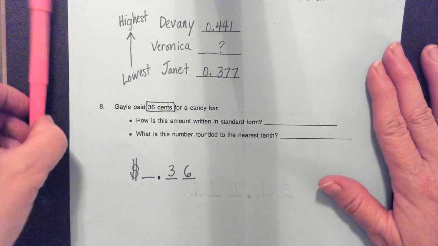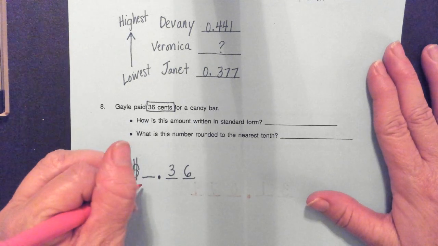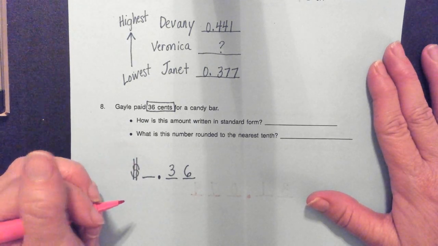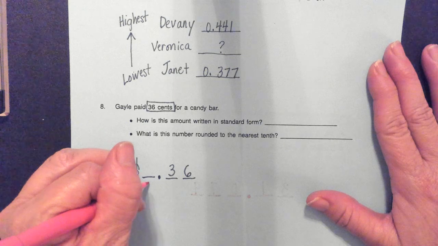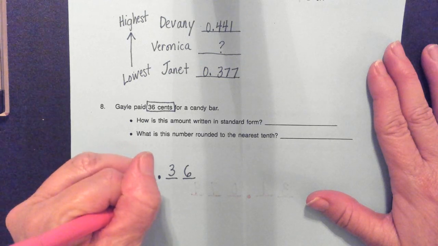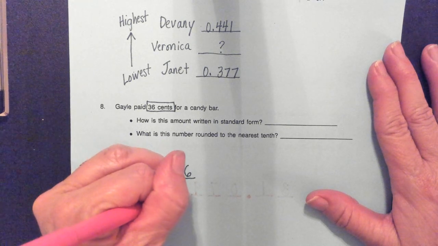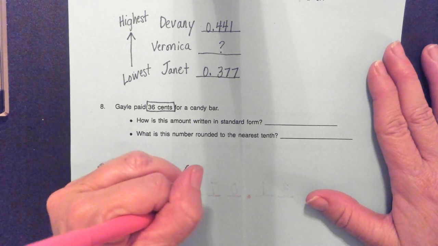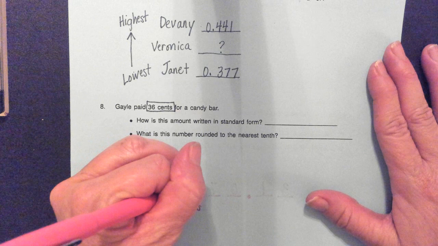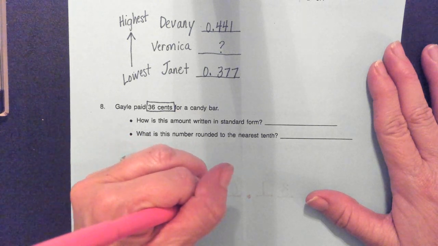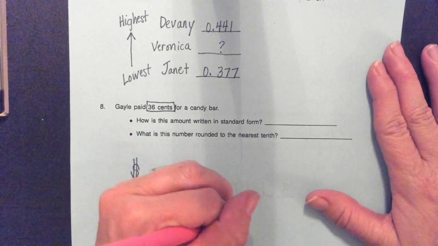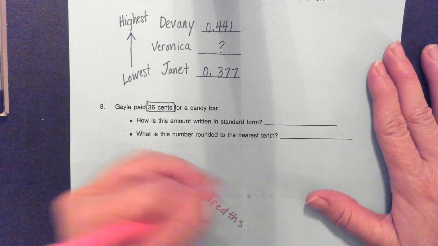So if I think about what these places are, they're the same places that we've been talking about since the beginning of school. This is my ones period, or my ones place. This would be my tenths. And this would be my hundredths. If I'm writing too fast, you can pause the video to catch up.